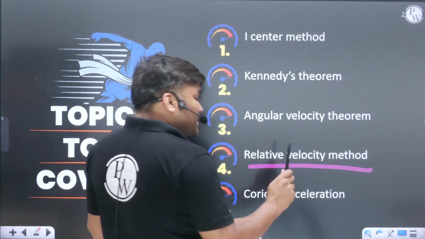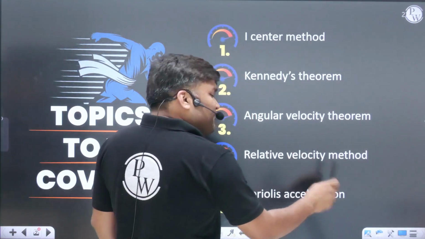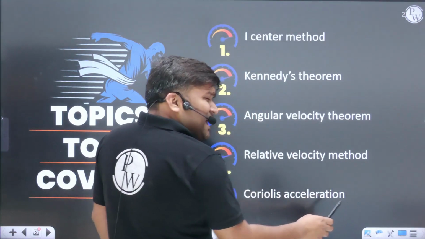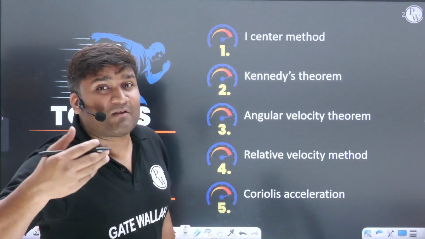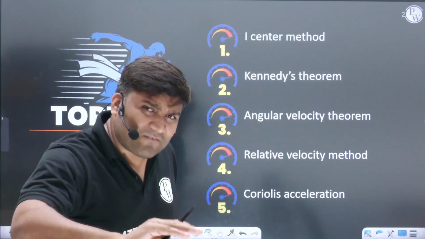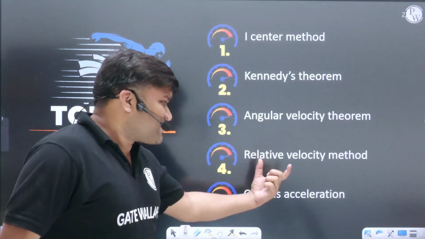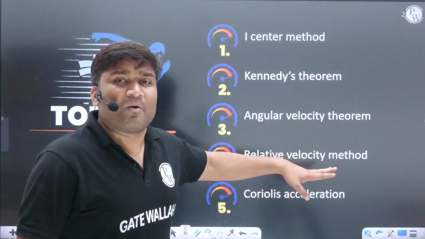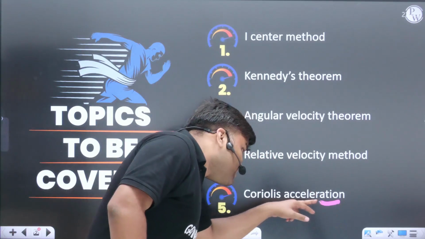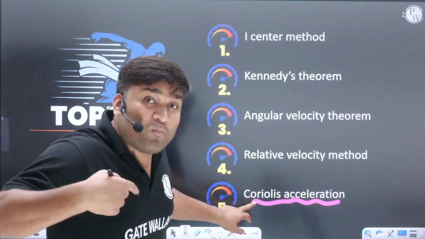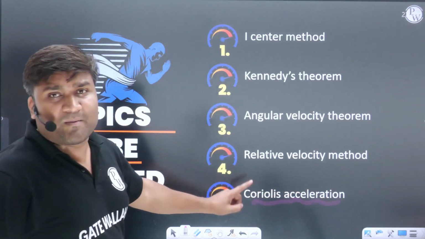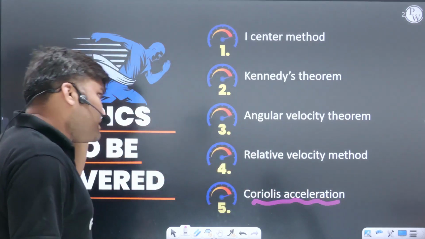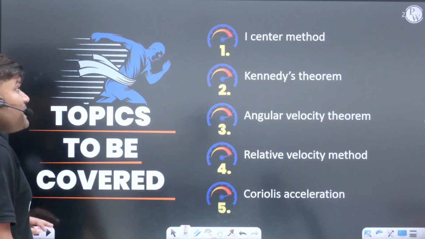And lastly, I will be discussing briefly about acceleration analysis. In acceleration analysis, generally lengthy questions are framed. But from an objective point of view, acceleration analysis is less important. Coriolis acceleration is a bit more important part. Mostly questions will be framed from here. So let's begin one by one.